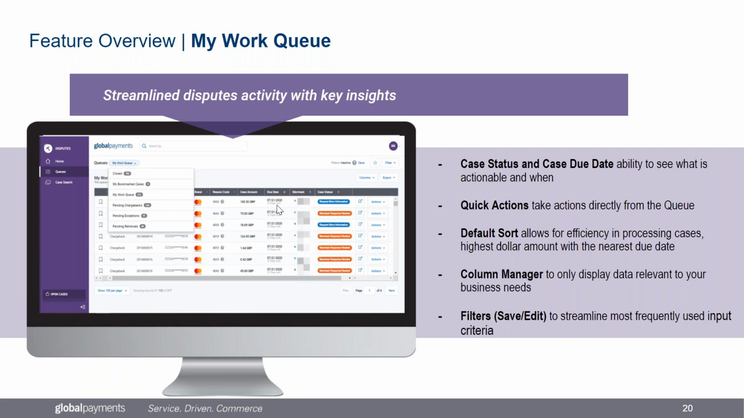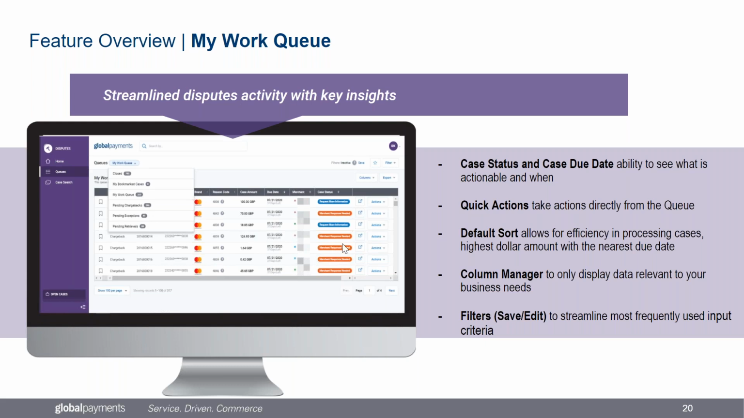We're really not clear on when we're supposed to respond and when we have to respond by, and what do I actually need to do with the case. One thing to note here is that we do have a default sort. So we are going to give you 9 columns of basic information, which I outlined earlier. So you're going to have the case type, the card number, the case number, the card brand, the reason code, the amount, the due date, merchant name, and the case status.